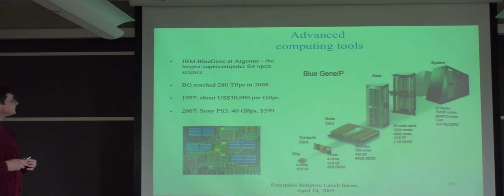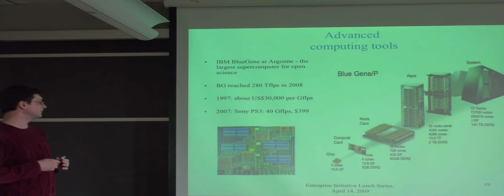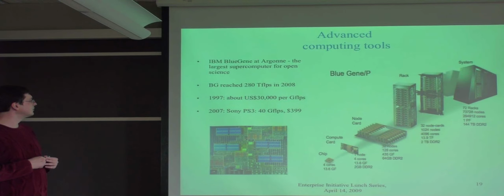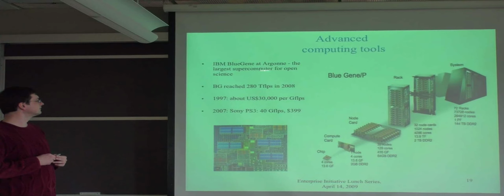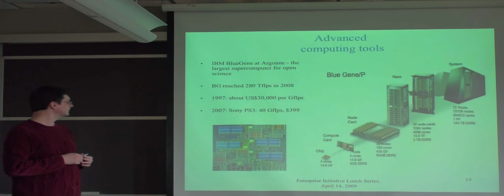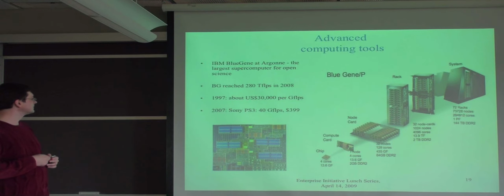And here, just the next stage of what we are doing right now is trying to use more advanced computing tools, especially Blue Gene/P at Argonne. It's the largest supercomputer for open source. There are more powerful computers, but they are geometry based, and you cannot get access to them unless you work for some specific programs.